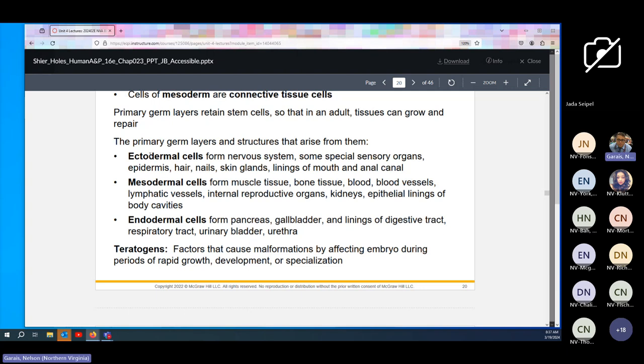So if you have a teratogen with ectodermal origin, you're going to have what? You're going to have a nervous system problem, you're going to have an integumentary system problem. If you have a teratogen in your mesodermal cells, it'll be what? Muscle, bone, blood. Endodermal cells, you're going to think GI, your genitourinary tract, specifically urinary bladder and urethra.